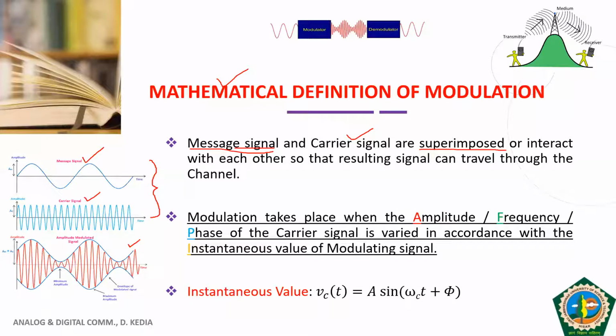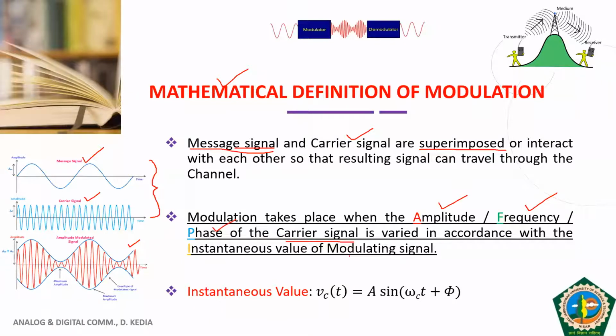Okay, so now how do we superimpose? We superimpose our message signal onto the carrier signal in three ways. This superimposition can be done by changing the amplitude, or by changing the frequency, or by changing the phase of the carrier signal. This thing you have to basically keep in mind.